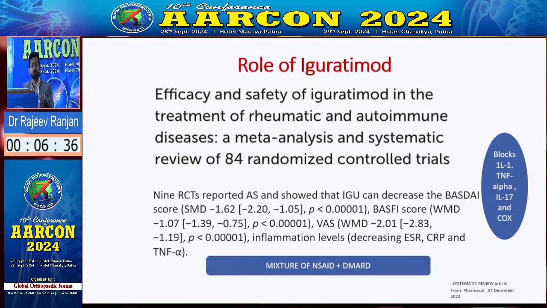Now another drug is iguratimod. This is very less used. I can say this molecule is not a true DMARD. It's a combination of, you can say, an NSAID and a DMARD. It blocks COX and also blocks some cytokines. In a recent systematic review and meta-analysis, there were 84 RCTs for iguratimod, and 9 RCTs focused on ankylosing spondylitis. It was found that this molecule significantly decreased the BASDAI score, BASFI score, and pain visual analog scale, and also reduced the inflammation level. So it may work.